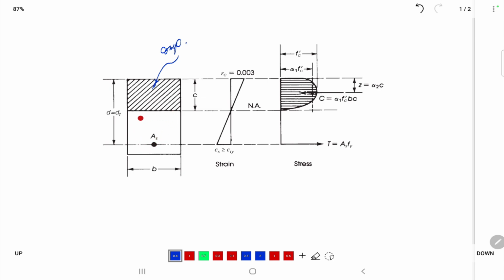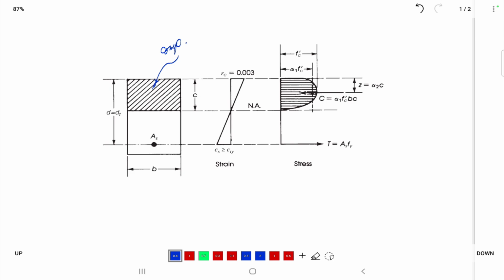And you see this concrete in tension is to be ignored. Why? Because concrete cannot resist tension. So this is the distribution of strain along the height of this section. Now you see here at the level of the steel reinforcing bar, we assume that the strain in steel exceeds the yield strain.